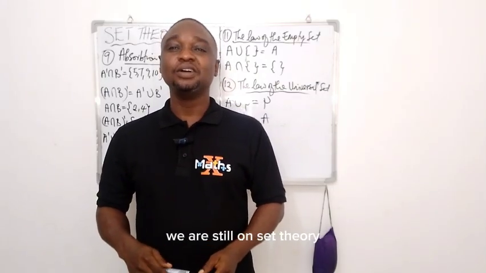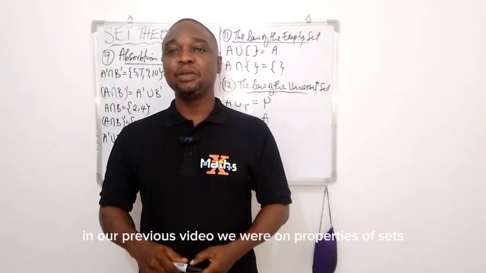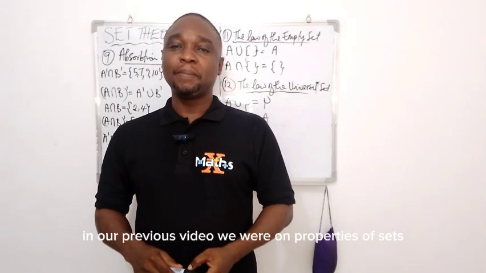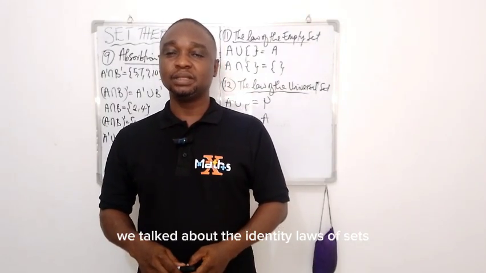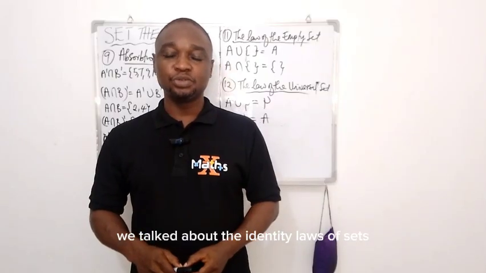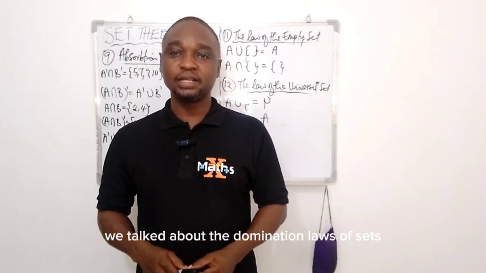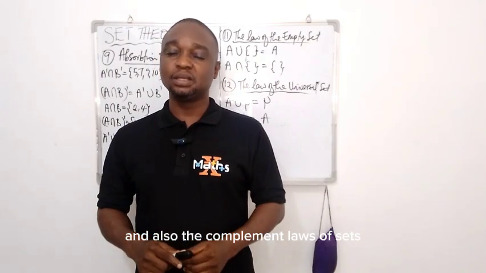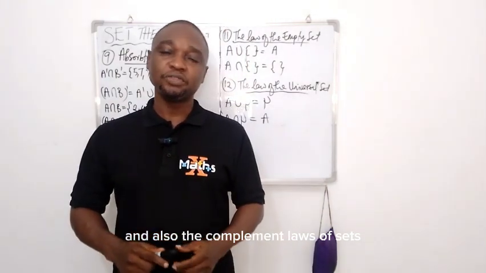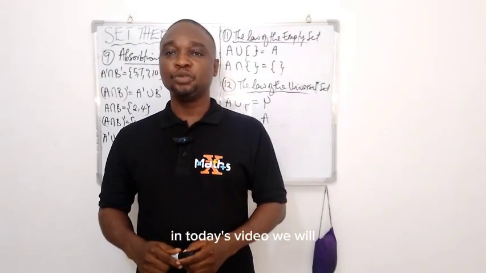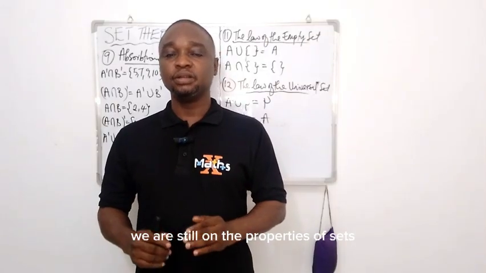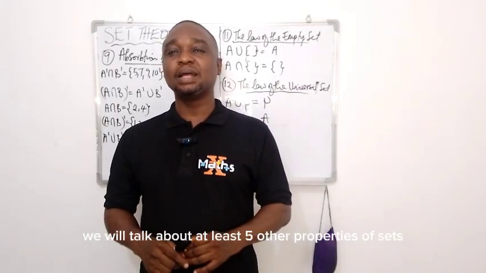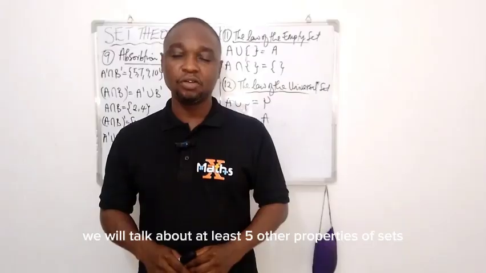We are still on set theory. In our previous video, we were on properties of sets. We talked about the identity laws of sets, the domination laws of sets, the idempotent laws of sets, and also the complement laws of sets. In today's video, we are still on the properties of sets. We will talk about at least 5 other properties of sets.